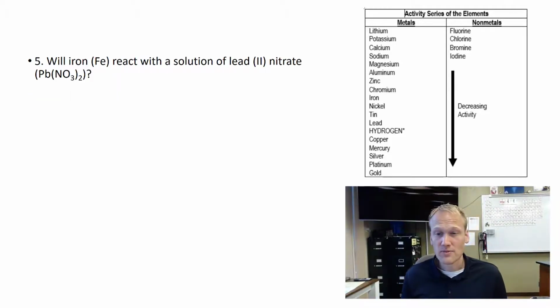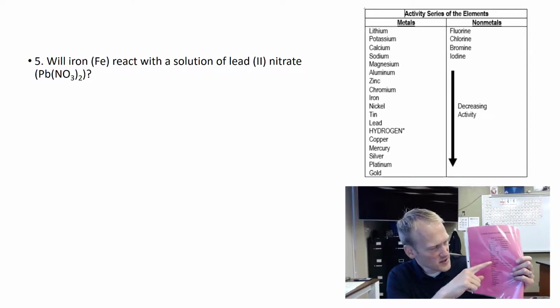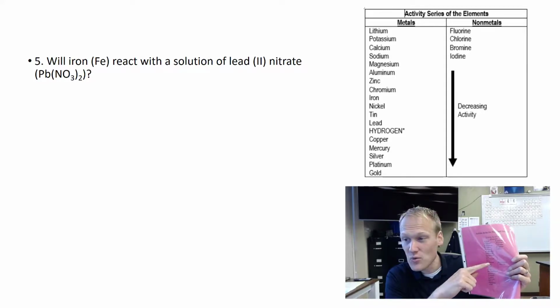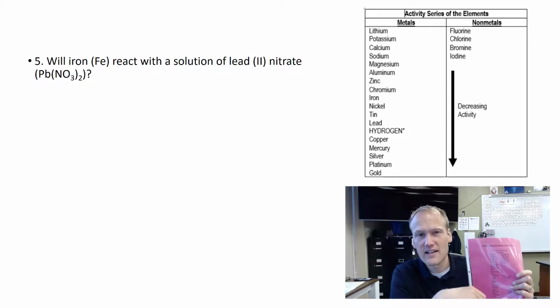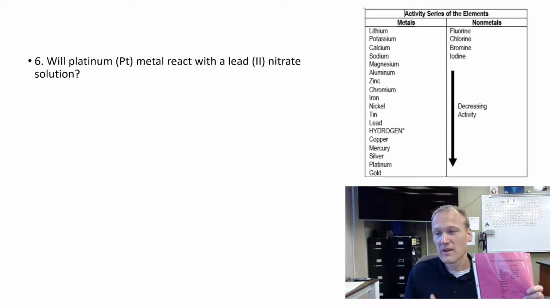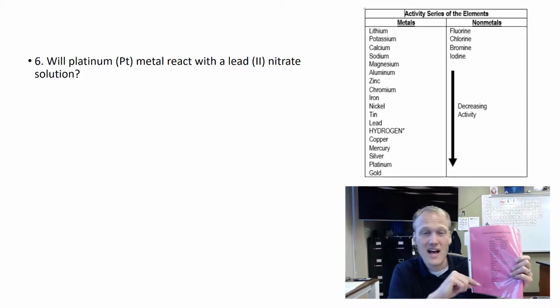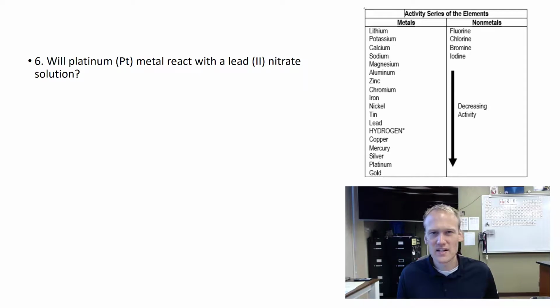Another problem, will iron react with a solution of lead nitrate? So we have iron, which is here, and we have lead, which it would replace, which is below it. So yes, iron would react and replace the lead in lead nitrate. Next one, will platinum metal react with lead nitrate? So platinum is below lead. So platinum would not react with lead nitrate. It would not replace the lead in that formula.